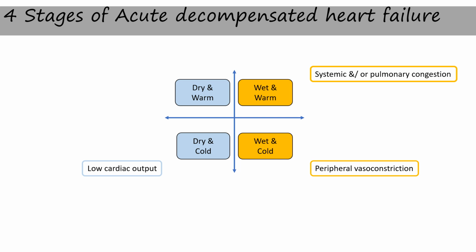And finally, there is a stage of dry and warm, which can be achieved if we institute drugs like diuretics and inotropes. So our aim is to achieve at least this stage, the dry and warm stage. From wet and warm, we need to achieve the dry and warm stage.